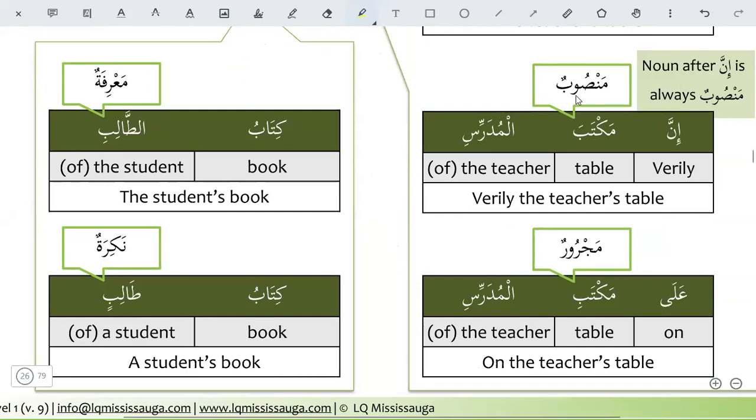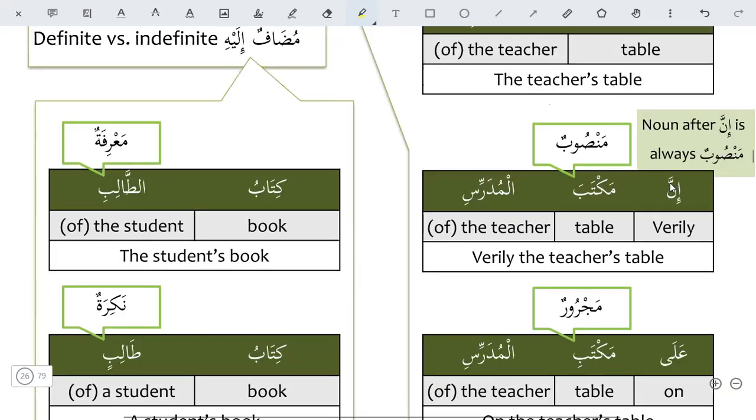When it is mudaf and it is mansub, inna. Inna is a particle, a harf. When inna enters a nominative sentence, it gives mansub to the noun. So maktabu becomes maktaba because of inna. Because of inna, maktabu becomes maktaba. Noun after inna is always in a nominative case majrur.